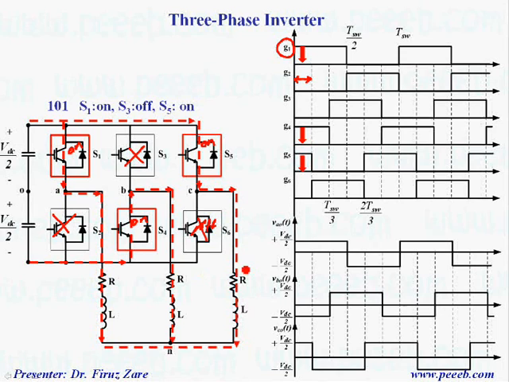In this case, if you look at this terminal, this voltage is plus VDC over 2 because this point is connected to plus VDC over 2. This terminal is connected to here, that's why we have minus VDC over 2. And this terminal is connected to this point, that's why we have plus VDC over 2.